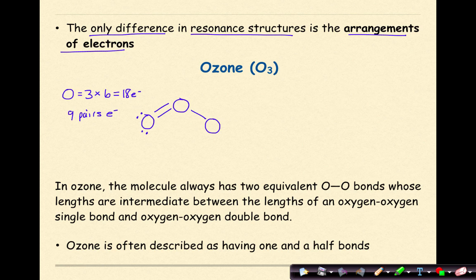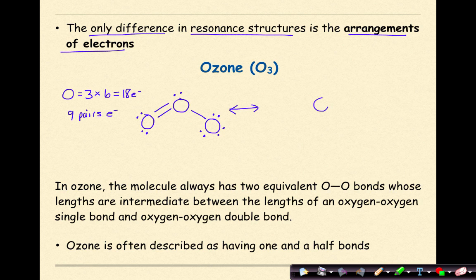everywhere else: lone pair, lone pair, lone pair, and then one more lone pair off my central atom. If I count up the number of electron pairs either involved in bonding or in lone pairs, I'd find that I have 1, 2, 3, 4, 5, 6, 7, 8, 9. 9 pairs. So I could draw another structure of ozone.